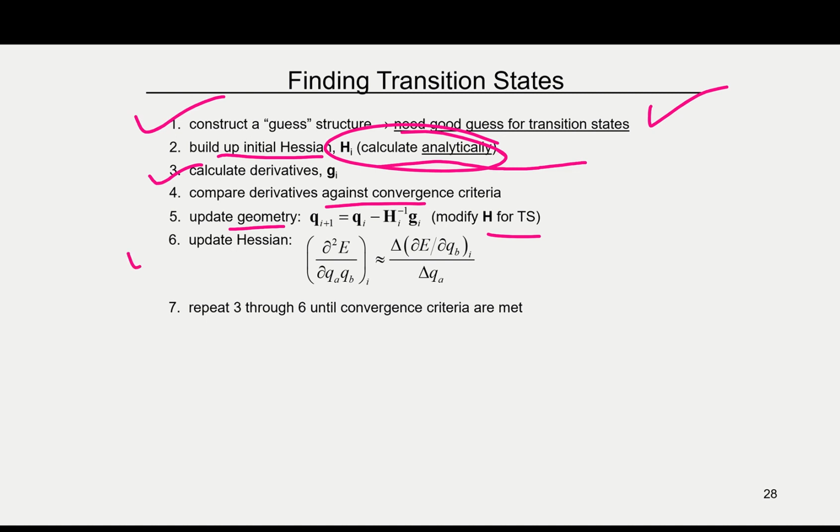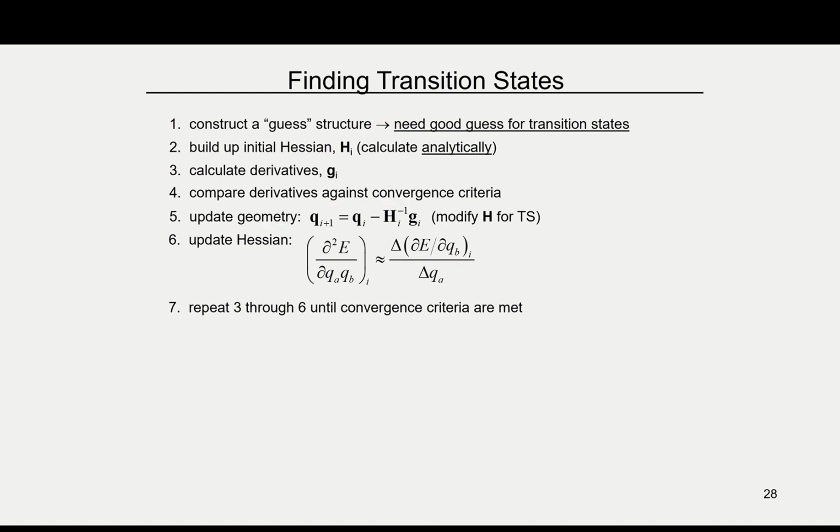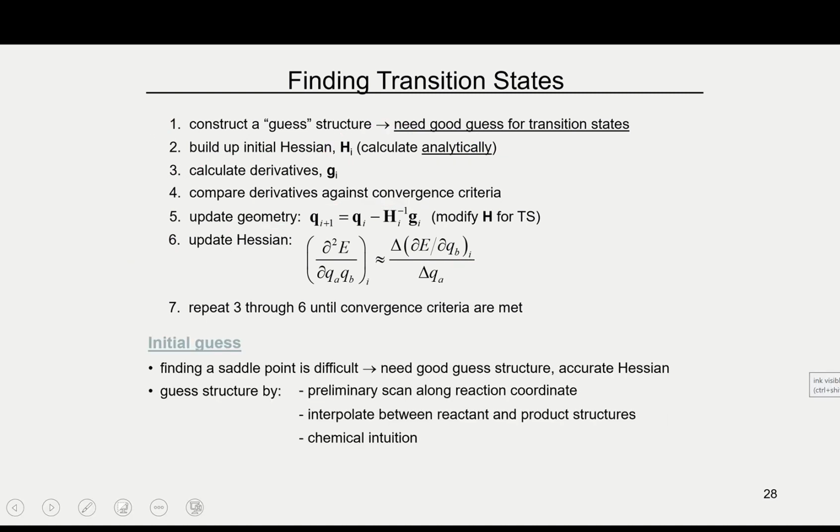Update the Hessian: delta squared E divided by delta Q_A delta Q_B is equal to delta E divided by delta Q_B divided by delta Q_A. Repeat steps 3 through 6, the same process we talked about. Okay, initial structure, so initial guess.